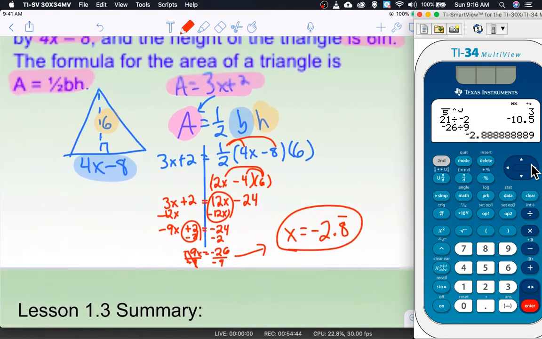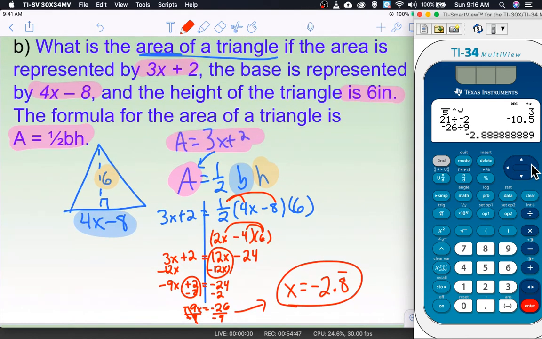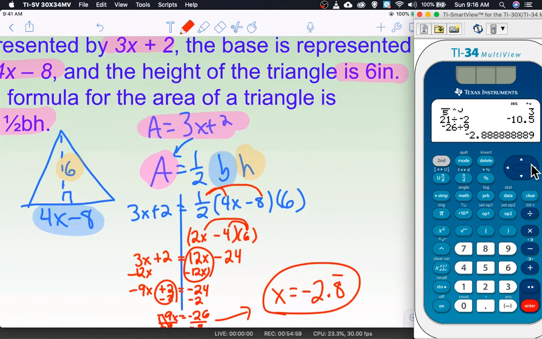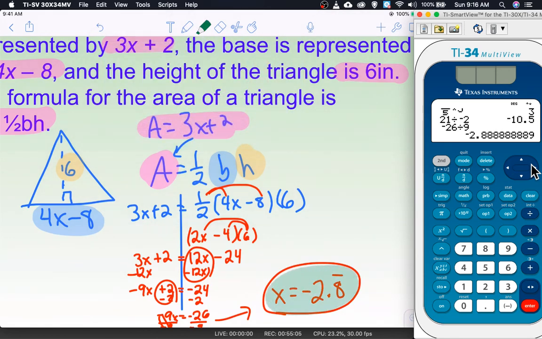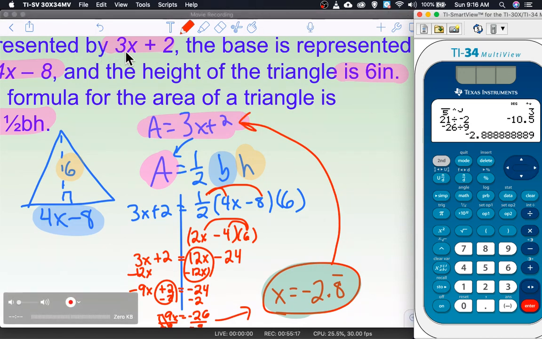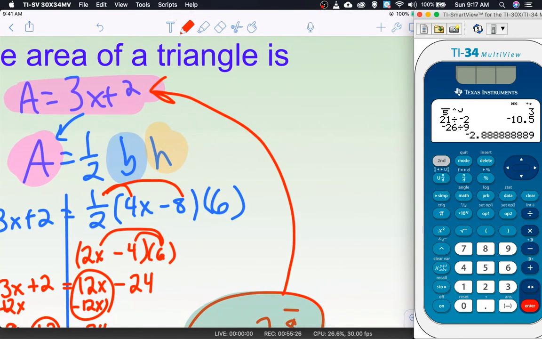So now you ask yourself, are we done? No. We found x. We did not find the area of the triangle, but we're only like one step away. So all we have to do is take this x value that we just found, and plug it in for x in the formula that represents the area. Remember, it said in the problem, the area is represented by 3x plus 2. So if I knew what x was, I could just take 3 times that thing, add 2, and I got myself an answer. So we're going to do that.